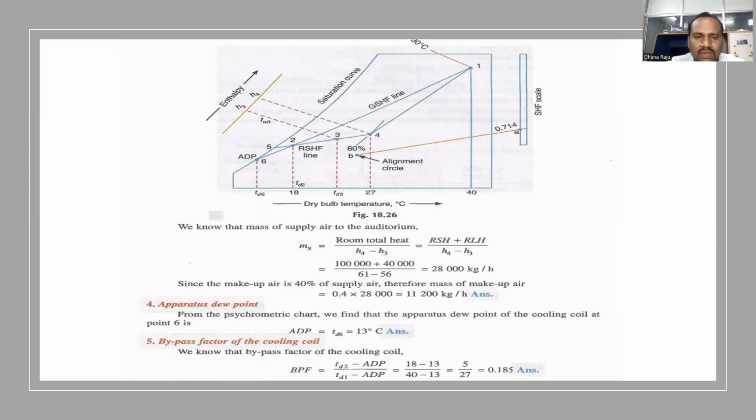ADP from the psychrometric chart is 13 degrees centigrade. The bypass factor of the cooling coil is: the outside air is passing through the cooling coil at 13 degrees centigrade, but it is not reaching 13, it is only 18. So there is an inefficiency. How much inefficiency? That is given as (T2 minus T6) by (T1 minus T6), where T6 is called the ADP. So we get 0.185.